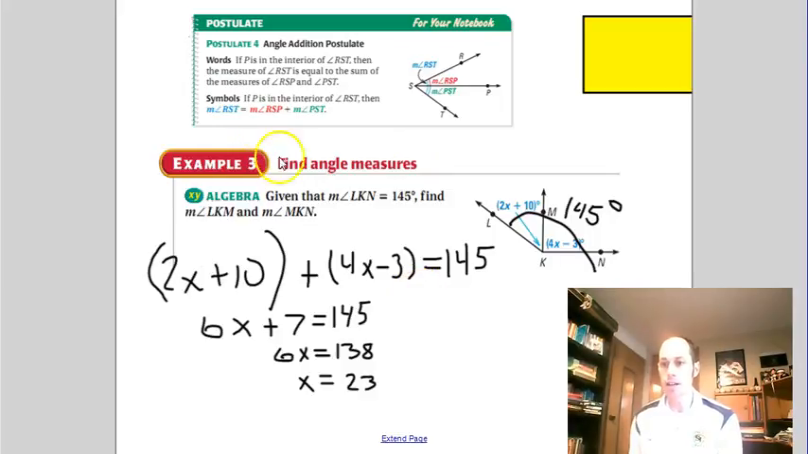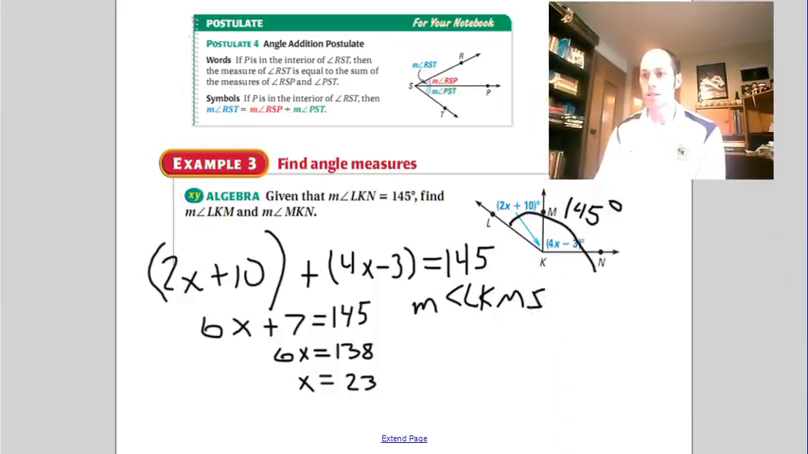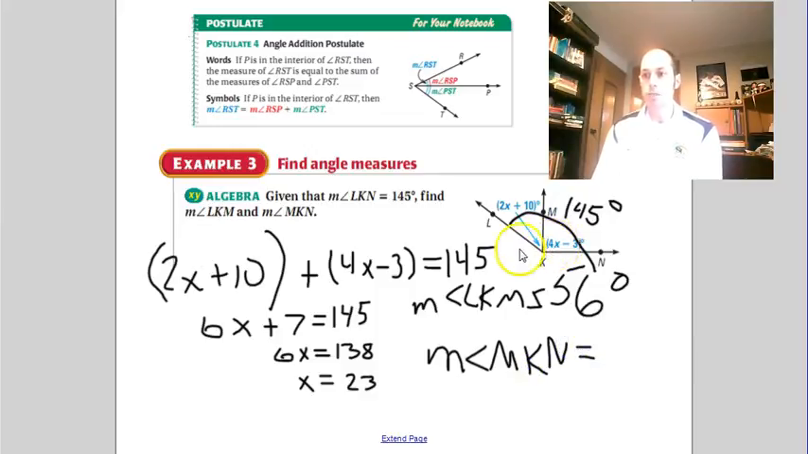So we would say, measure of angle LKM is equal to, let's apply that. LKM is this one here, 2x plus 10. So 2 times 23 is 46, plus 10 is 56 degrees. And then also measure of angle MKN is equal to 4x minus 3. So 4 times 23, which is 92, minus 3 is 89 degrees. And 89 plus 56 should equal 145, which, check your calculators or add it in your head, it does. So we're good. That's how we can find any angle measure, set up an algebraic expression to find that.